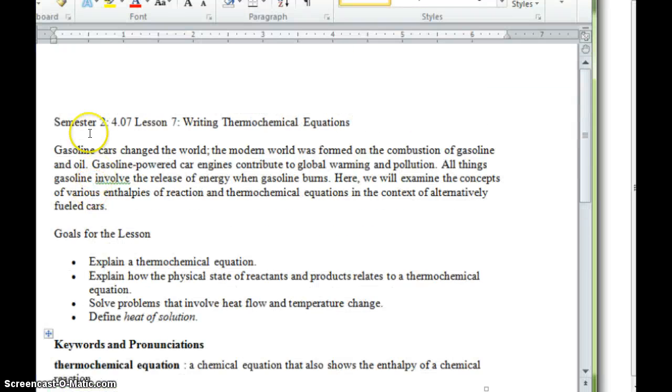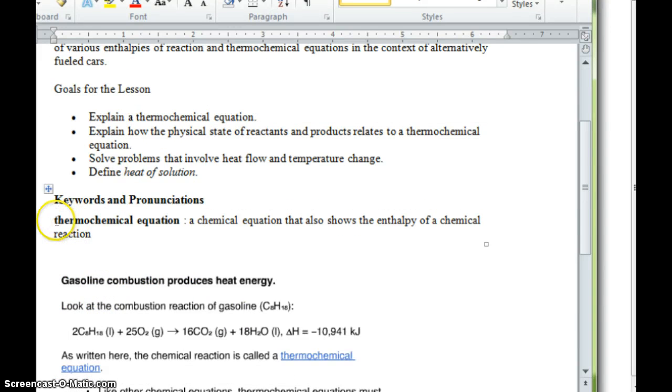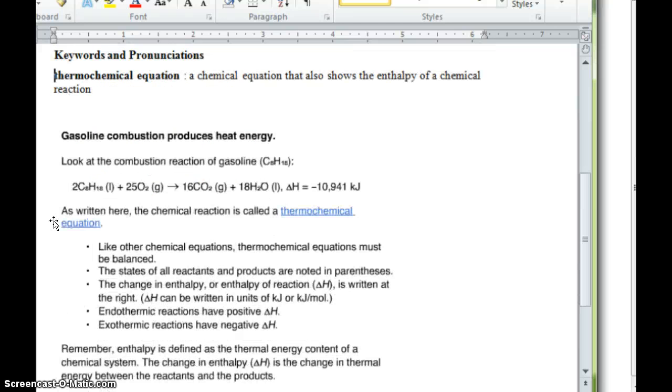All right, so let's go to our notes. I used the student guide to get our first paragraph, our goals, our keywords, and pronunciation. A thermochemical reaction is a chemical equation that also shows the enthalpy of a chemical reaction. And I'm just going to put in parentheses, basically, it's thermal energy or heat.